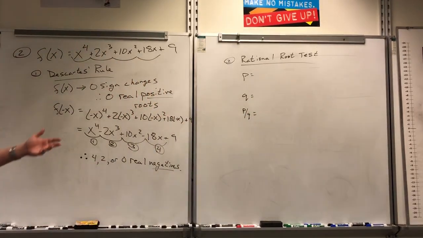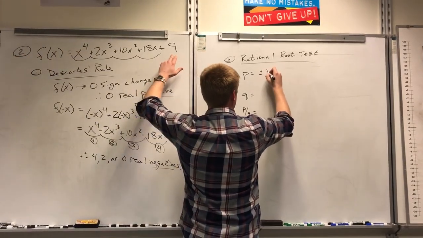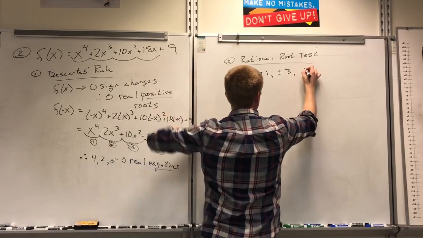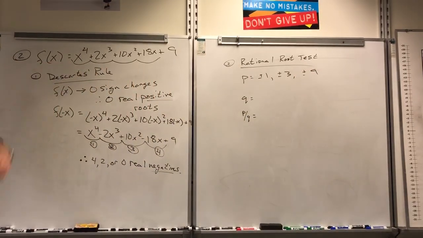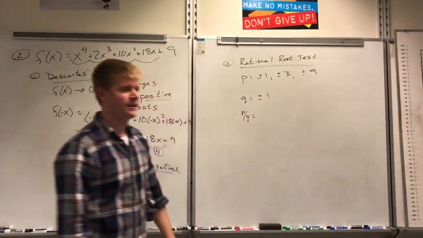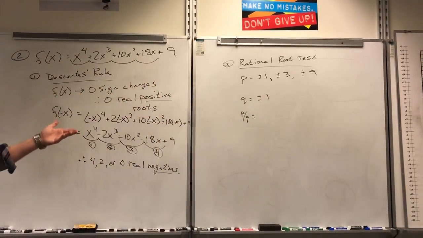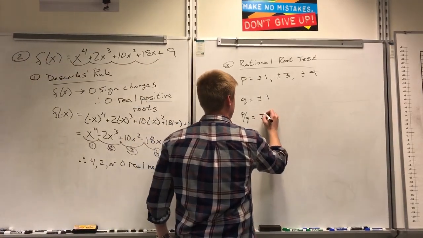Remember, factors of p are the factors of the constant, so that would be plus and minus 1, plus and minus 3, plus and minus 9. Factors of q, factors of the leading coefficient. So in this case, it's just 1. Finally, p over q. Anytime q is just 1, it's always just the original list from p.